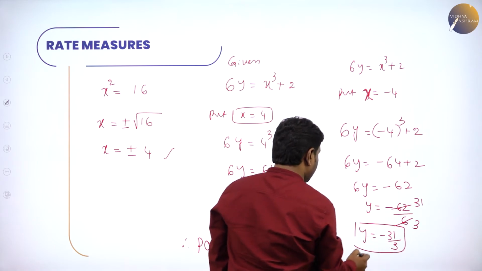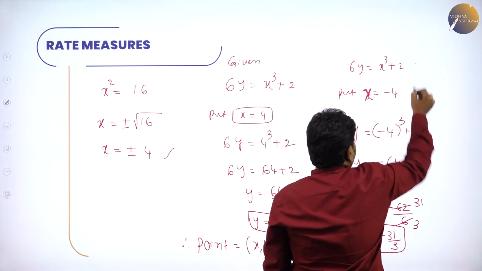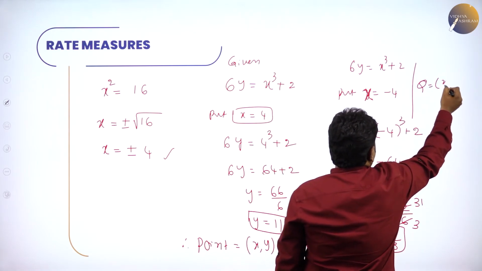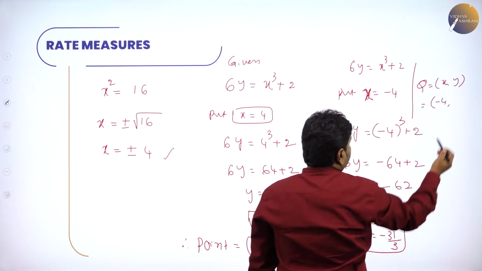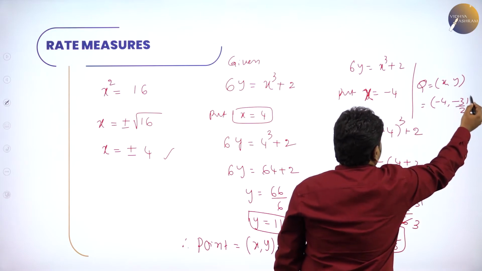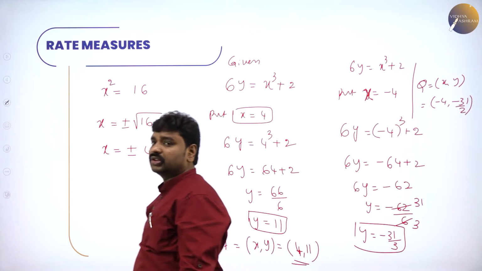So you got another point. So the other point I'll write it here. That is Q. Q is what? x comma y. What is the x you chose? The x you chose is minus 4, and y you got is minus 31 divided by 3. So 2 points they wanted. We got both the points.